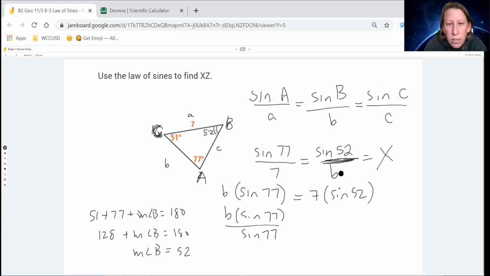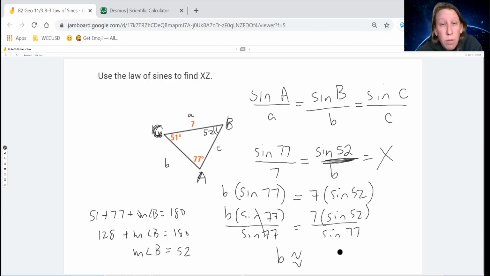It looks messy, but you guys, these are just decimals, right? And now that you're in higher math, you can do calculator work, right? So this is the sine of 77. This goes to 1. And if I plug this into the calculator, it will give me the answer. Now, is the answer going to be more than 7 or less than 7? Going to be less than 7.